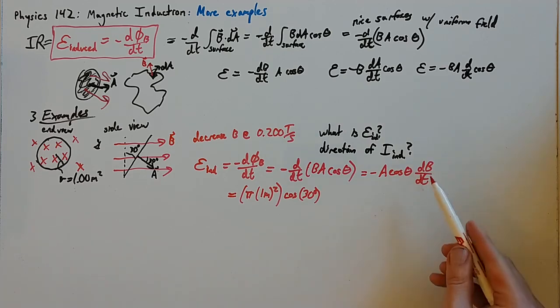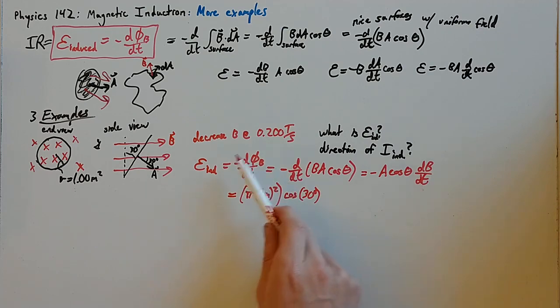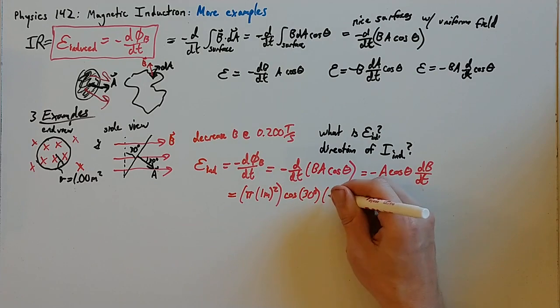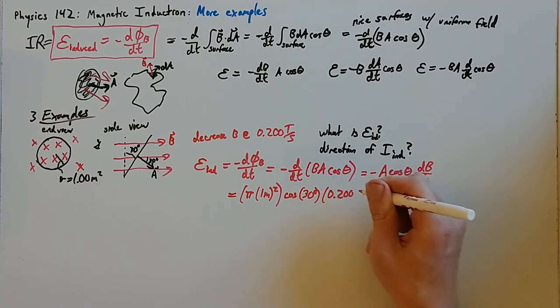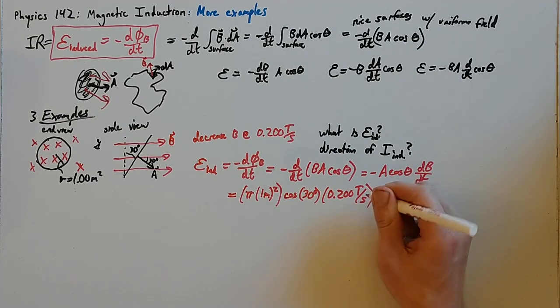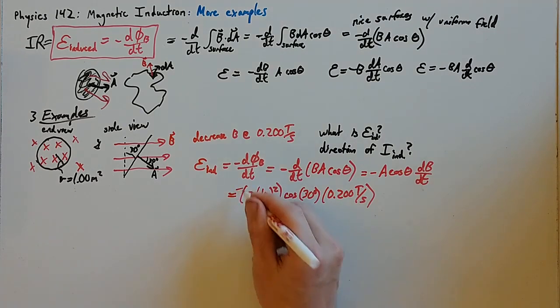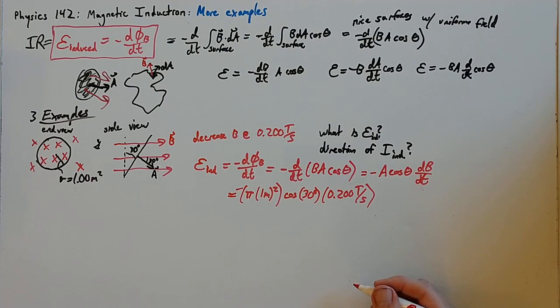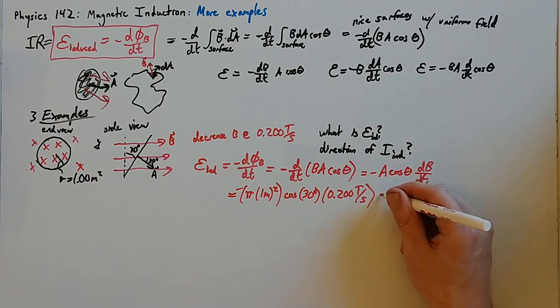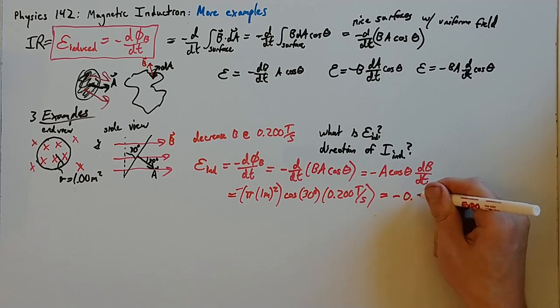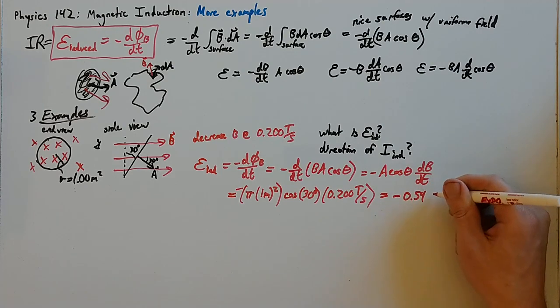dB/dt, that's the rate of change in the magnetic field, and we just said that's 0.2 Teslas per second, right? So we can plug in 0.2 Teslas per second. That's our rate of change of the magnetic field, and I have to keep my minus sign around here. So if you plug that all in, I get minus 0.54 Tesla meters squared per second, right?